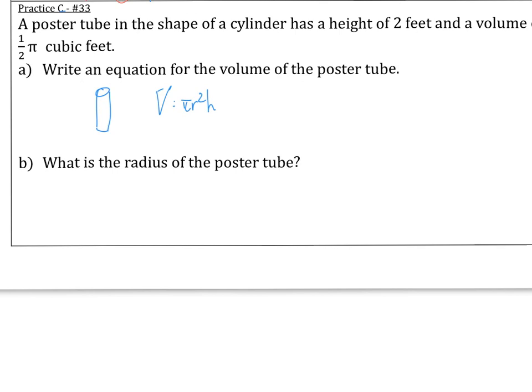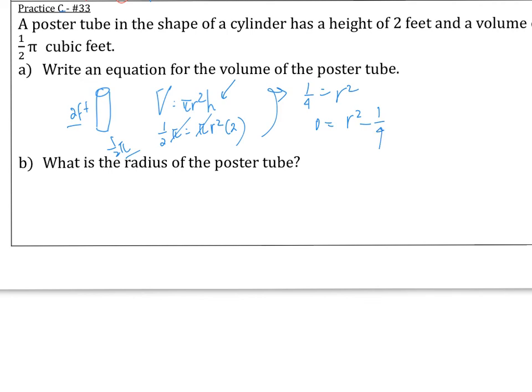Okay, a poster tube in the shape of a cylinder has a height of 2 feet and a volume of half pi. Write an equation for the volume of the poster tube. Well, this would be the formula. I could further simplify this equation by substituting in for the given information. I could cancel out the pi, and I could divide both sides of the equation by 2 so that it would become 1/4 equal to r squared, or 0 equal to r squared minus 1/4.